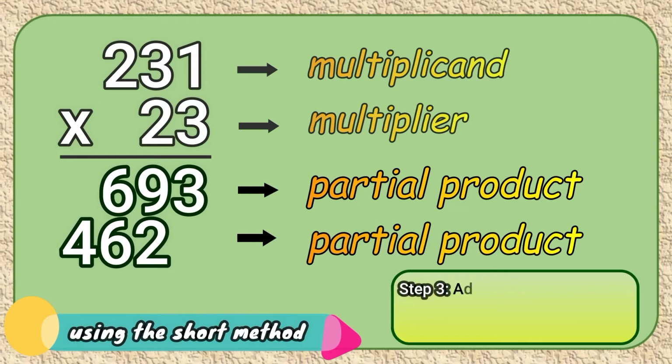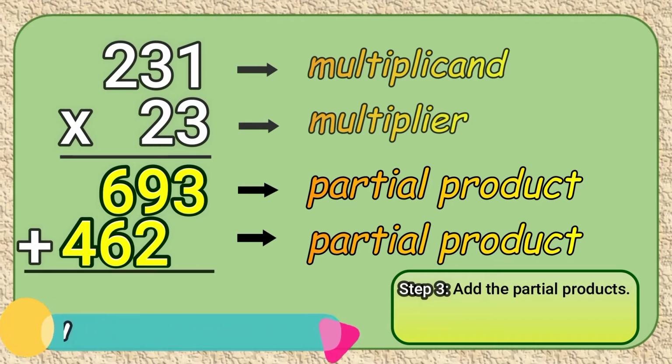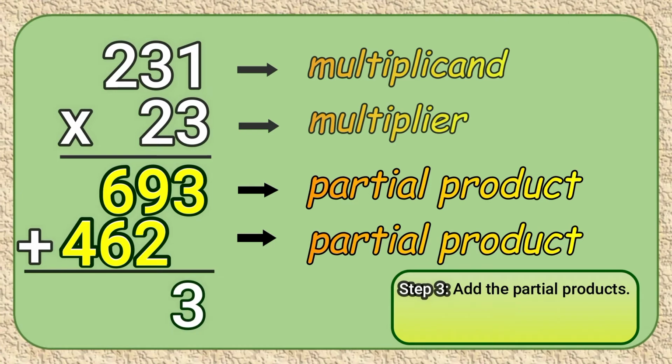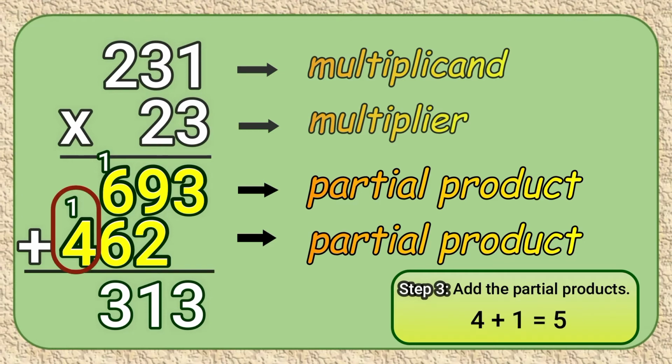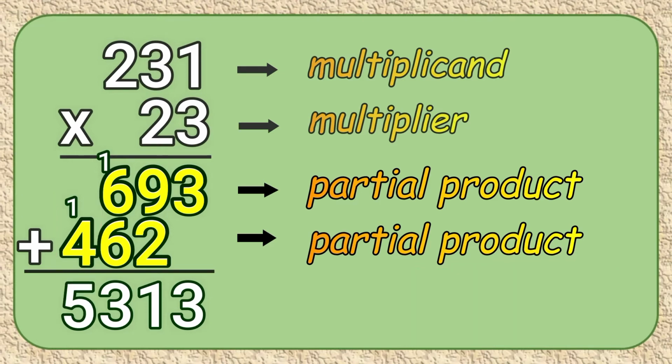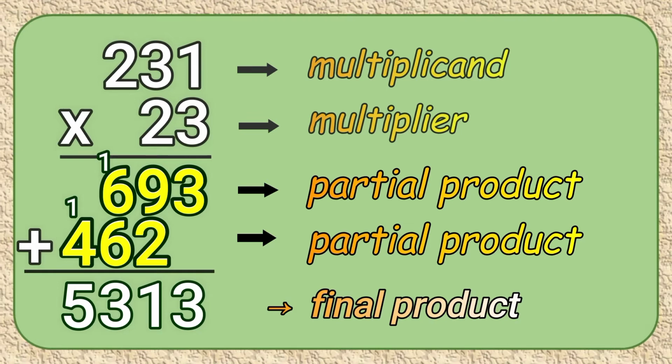Step 3. Let us add the partial products. So we have 693 plus 462. Let us bring down 3. Then 9 plus 2, that is 11. Bring down 1, regroup 1. 6 plus 6, that is 12. Plus 1, that is 13. Bring down 3, regroup 1. 4 plus 1, that is 5. The final product is 5,313.